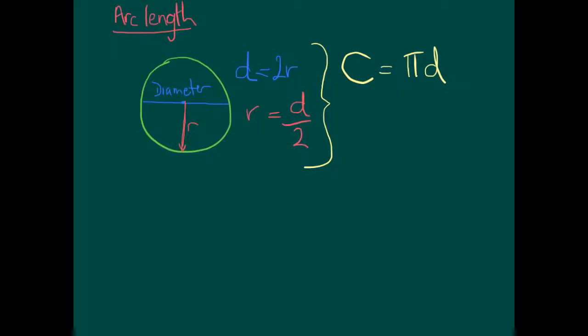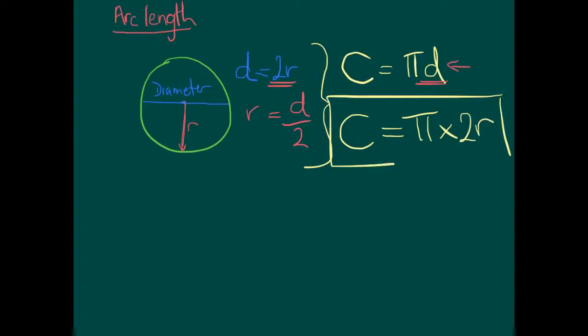But now that we know what the diameter is, we can write it with respect to the radius. Knowing that d is actually equal to 2r, this d over here can now be replaced with the 2r. So we can write a different formula for circumference, and that is C equals pi times 2r. So now we've got two different formulas for circumference. This second formula is the important formula that's used for working out arc length.